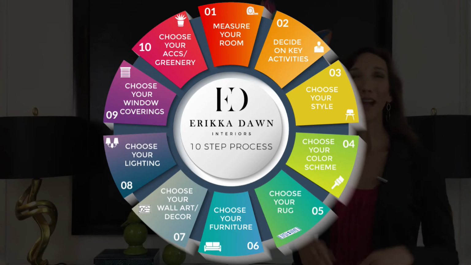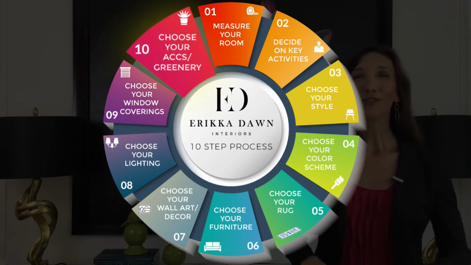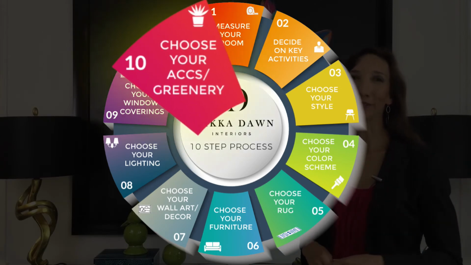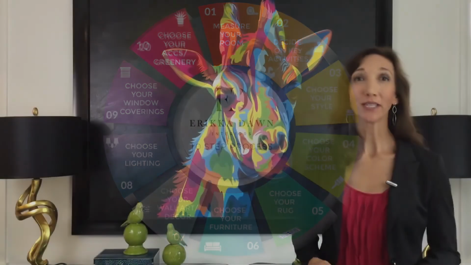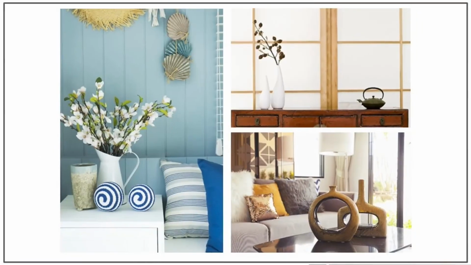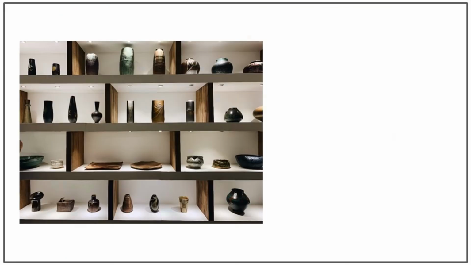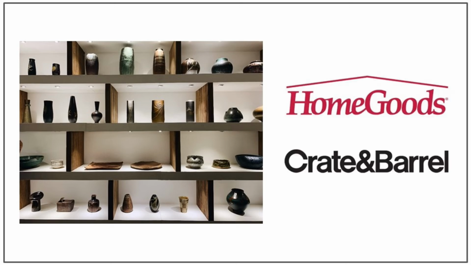Here we are at the final step. Step 10, choose your accessories and greenery. In terms of accessories, think of them like jewelry for a room. They really elevate any space and give a room great character. Accessories can come from items you've accumulated over the years, for example, from your travels, or they can all be purchased at a place like Home Goods or Crate and Barrel.